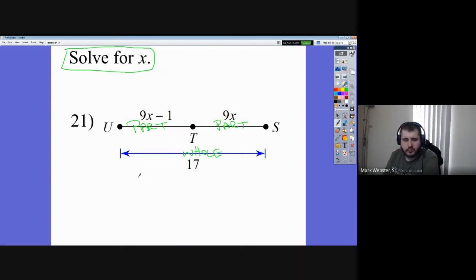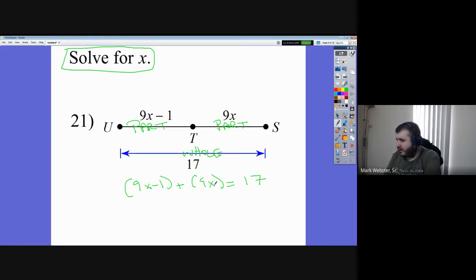Part plus part equals whole. So let's write that down. Part plus part equals whole. Now look, you go through and you do this.